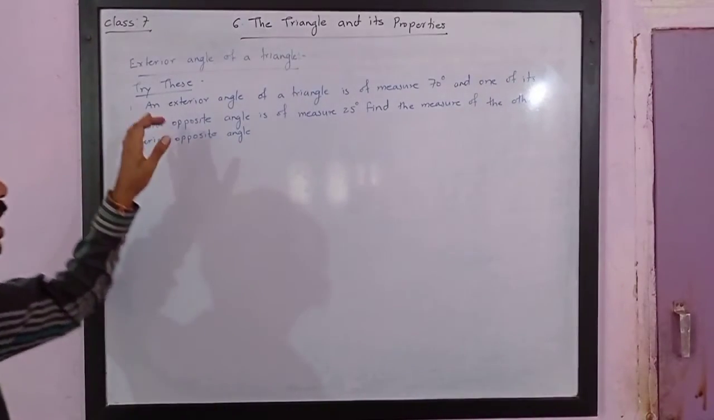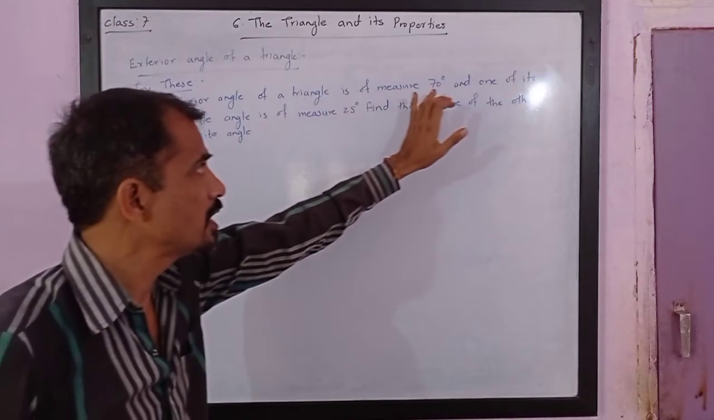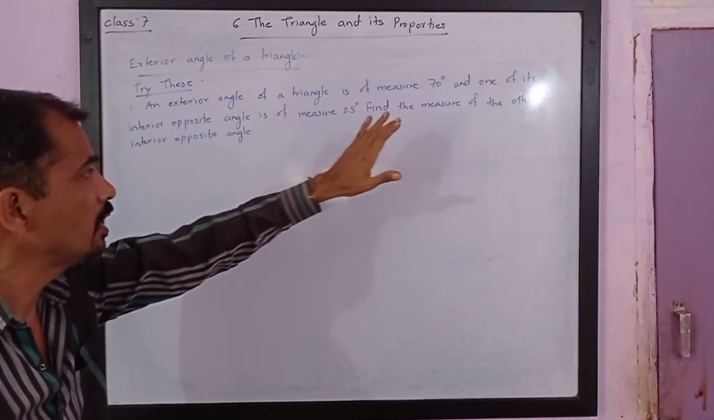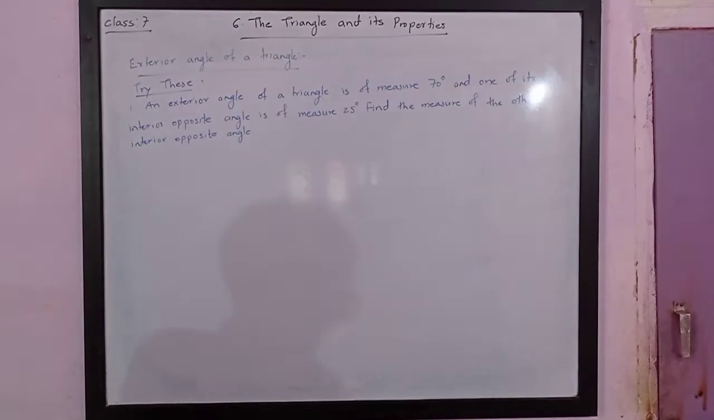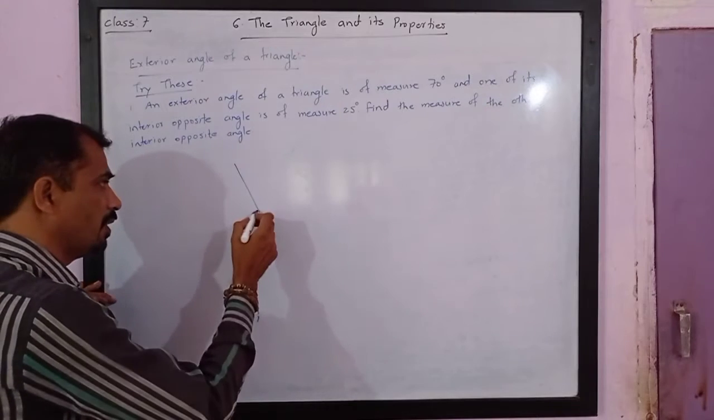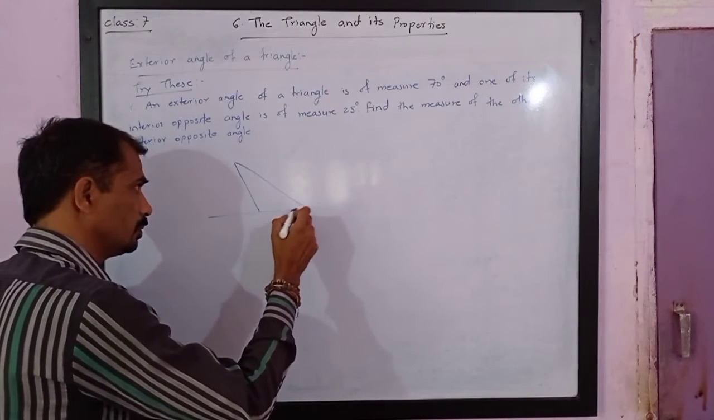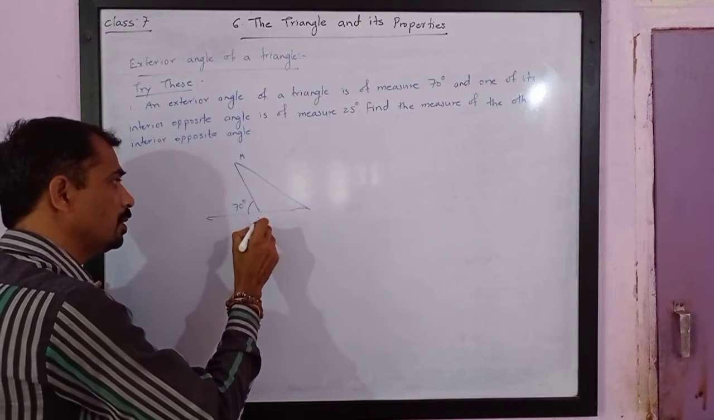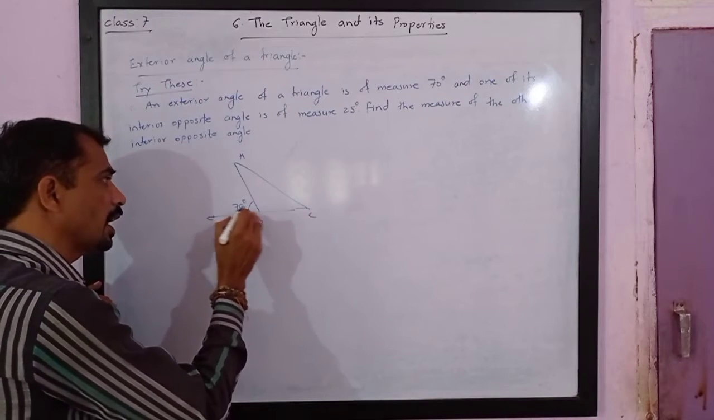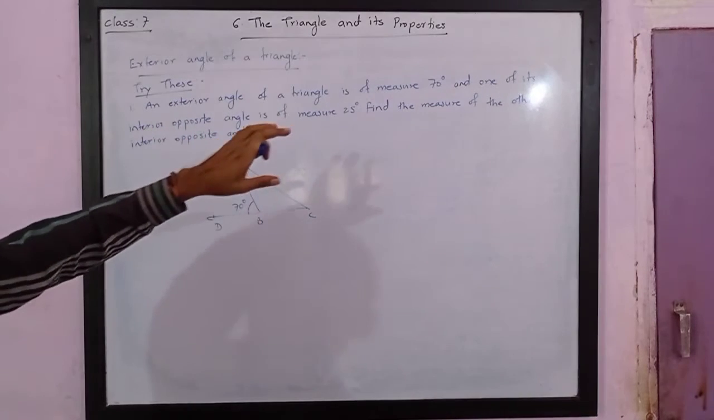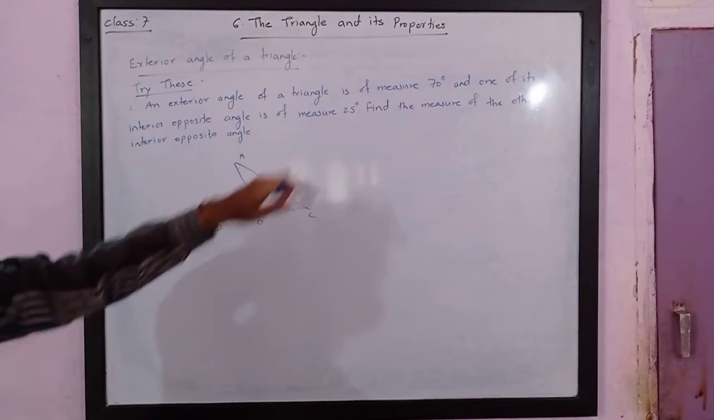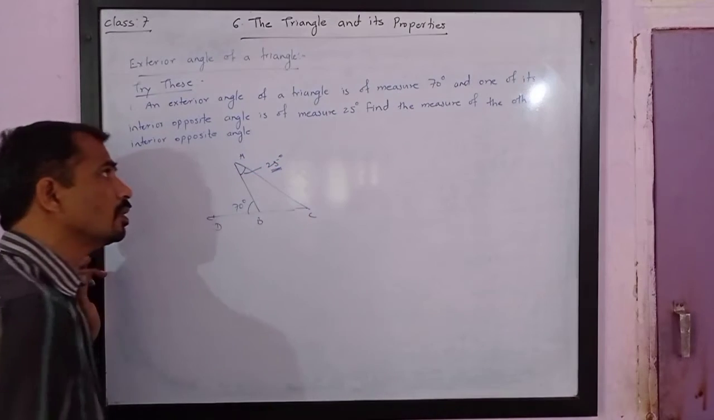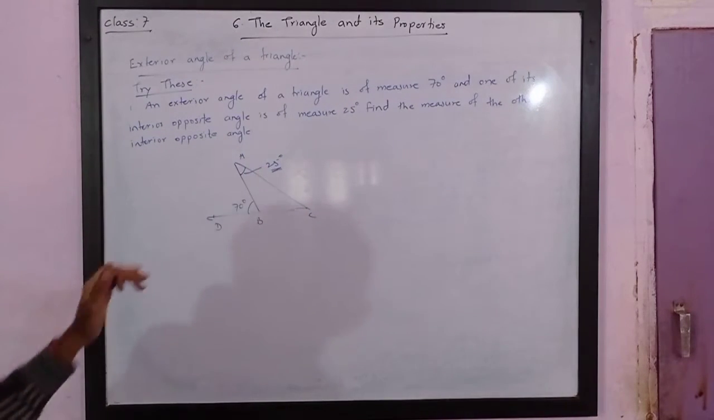Dear friends, we have the next question. An exterior angle of a triangle is of measure 70 degrees and one of its interior opposite angles is of measure 25 degrees. Find the measure of the other interior opposite angle. See, the figure is something like this, 70 degrees. In triangle ABC, we are given that the exterior angle is 70 degrees, and one of the interior opposite angles is of measure 25 degrees. Find the measure of the other interior opposite angle.